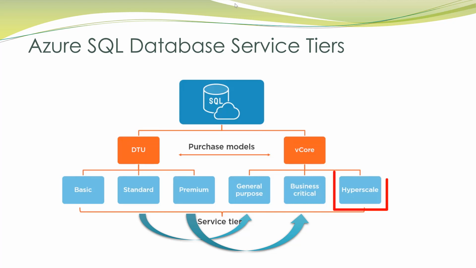The last service tier is hyperscale. This is primarily intended for customers who have large databases up to 100 terabytes in size. The other two service tiers, general purpose and business critical, host databases up to 4 terabytes in size. Keep in mind that the hyperscale service tier is only available for the vCore purchasing model, and the basic service tier is only available in the DTU purchasing model.